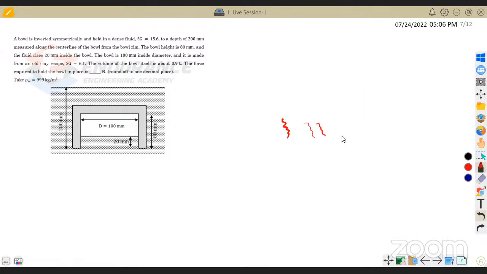Okay, right. So let us begin reading the question. A bowl is inverted symmetrically and held in a dense fluid, which is having a specific gravity of 15.6. So this is the dense fluid and it is having a specific gravity of 15.6. To a depth of 200 mm, actually it is not visible properly, but they have given in the statement 200 mm measured along the center line of the bowl from the bowl rim.